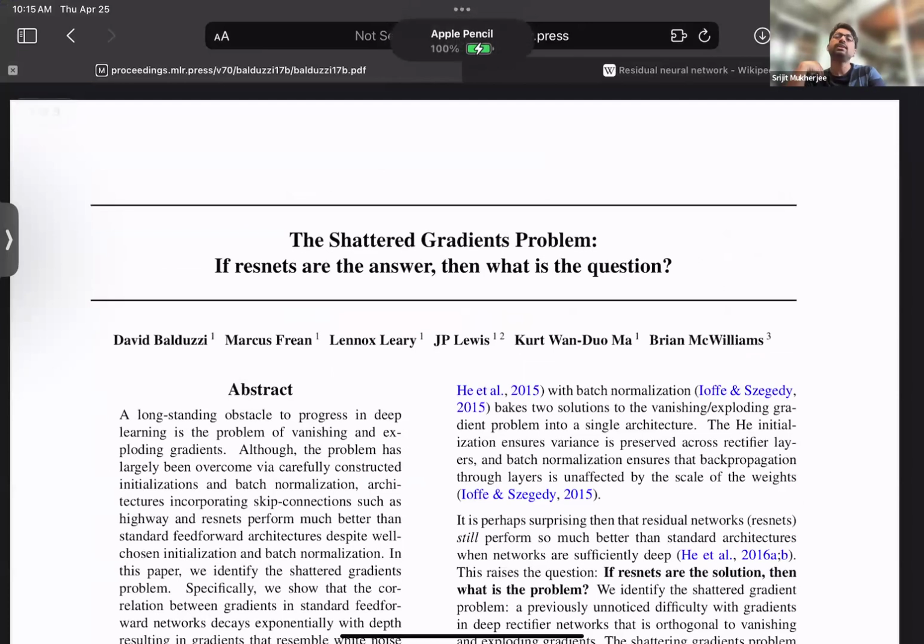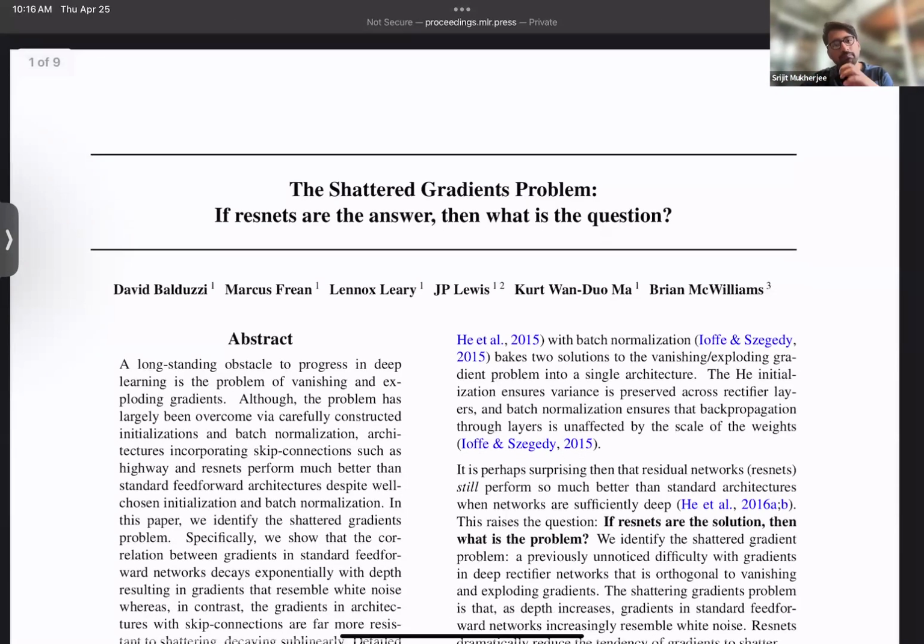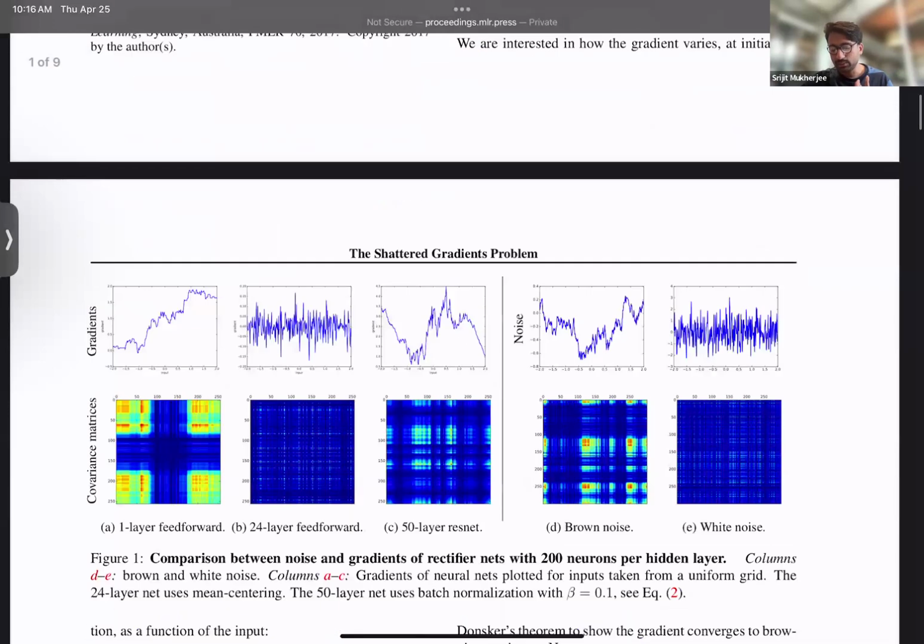ResNet is said to be a solution to the shattered gradient problem, right? But the authors in the actual paper didn't explain what the shattered gradient problem is. They gave a hint at what may be happening. This paper is very creative, and its title suggests that if ResNet really solves the issue, then what is actually the question? What is the shattered gradient problem? What this paper does is mathematically explain it.